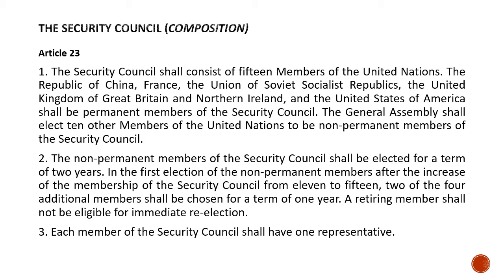It is the responsibility of the General Assembly to elect the non-permanent members, and previously the members of the Security Council were 11 and now they are 15. So two of the four additional members will be chosen for 1 year. And when the 1 year ends, of course they have to retire from their services. So they will not be eligible for immediate re-election, as they retired and cannot stand for re-election right away.